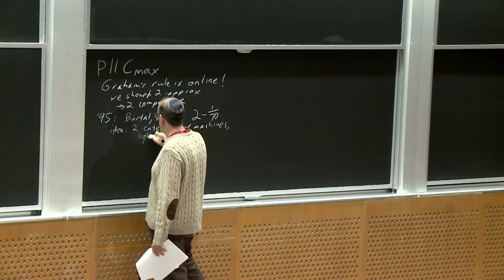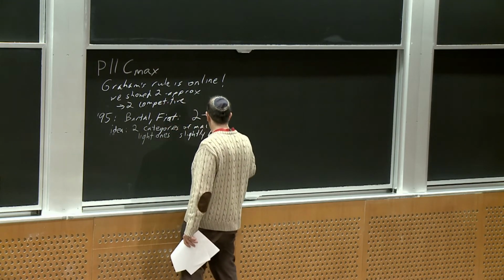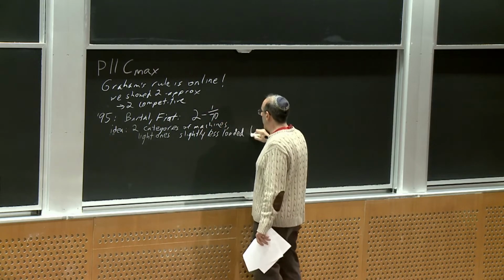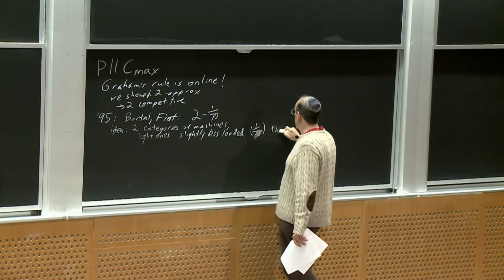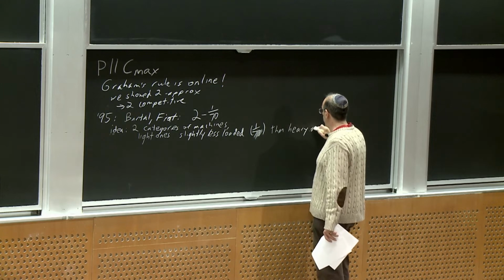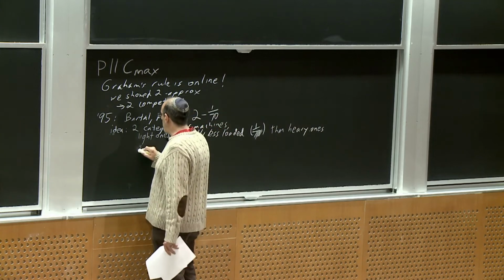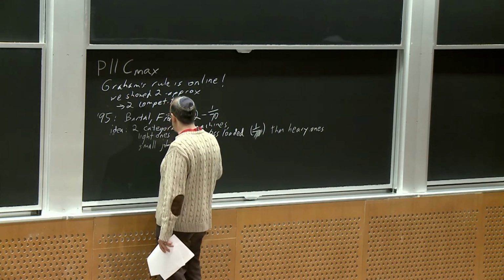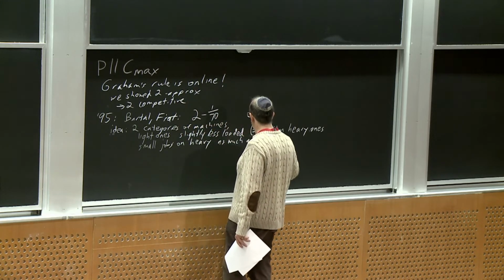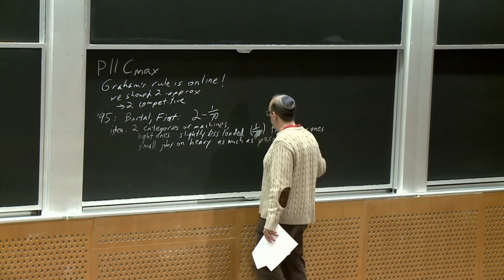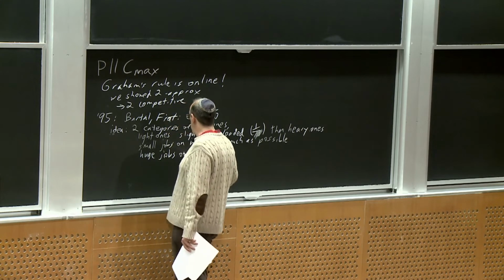The light ones were just slightly less loaded, by about a 1/70th factor, than the heavy ones. Okay. And small jobs would go on the heavy machines as much as possible. But if you got a big job, a huge job, it would go onto a light machine.